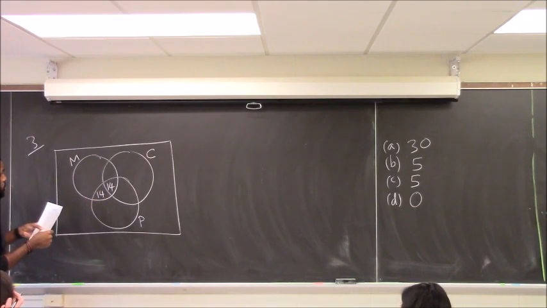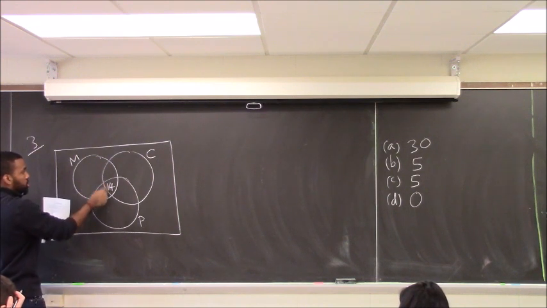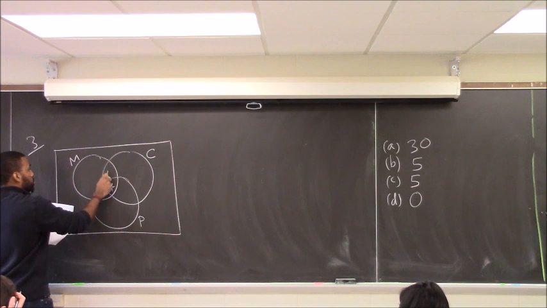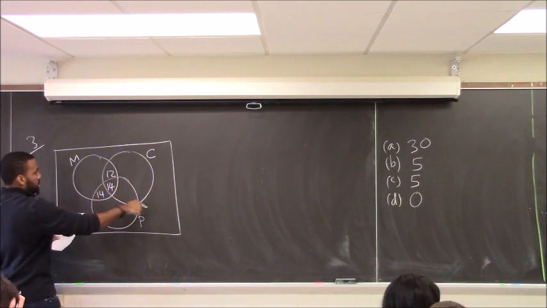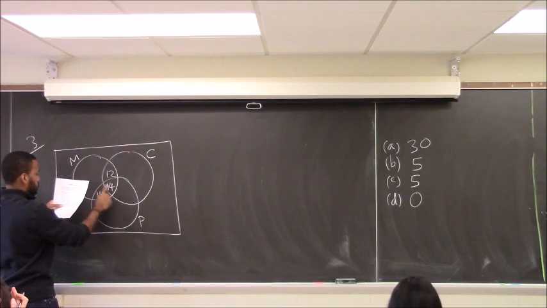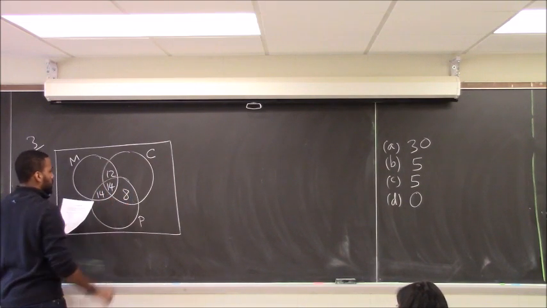Math and chemistry. There are 26 people in this group. So if there are 14 of them over here, there are 12 people over there. Chemistry and physics. This group. So there are 22 people, and so we must have 8 here.